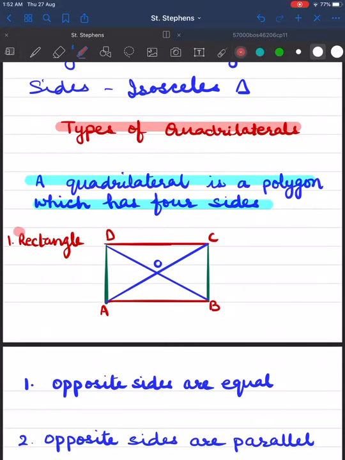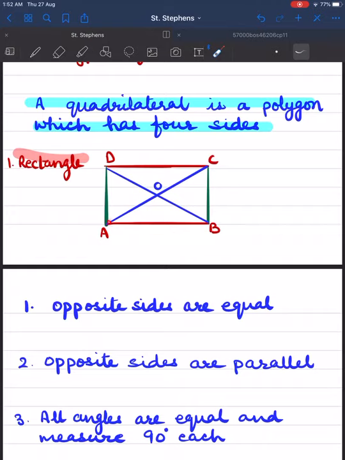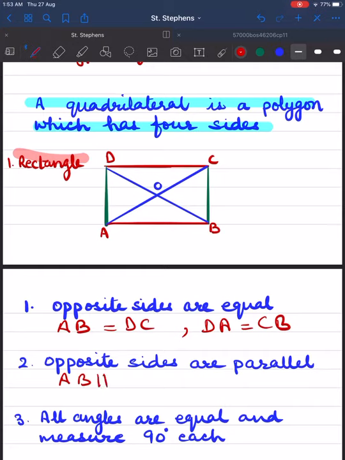Now first, opposite sides are equal. So here AB is equal to DC and DA is equal to CB. So let's write AB is equal to DC and DA is equal to CB. Now opposite sides are parallel also. So here AB is parallel to DC and DA is parallel to CB. So let's write AB parallel DC and DA parallel CB.